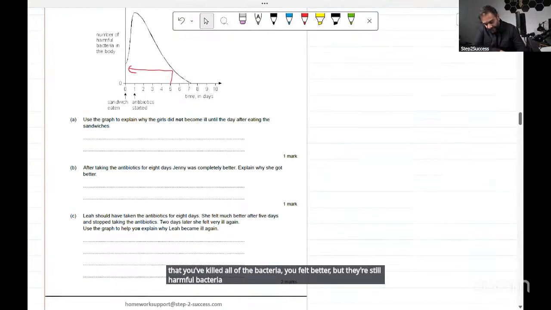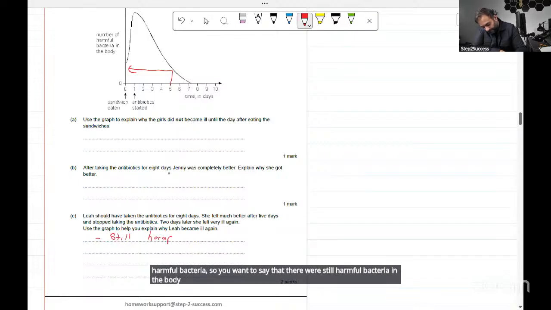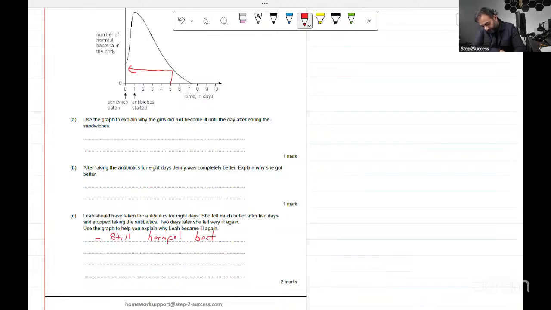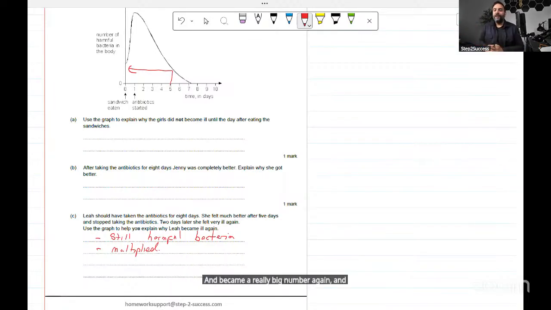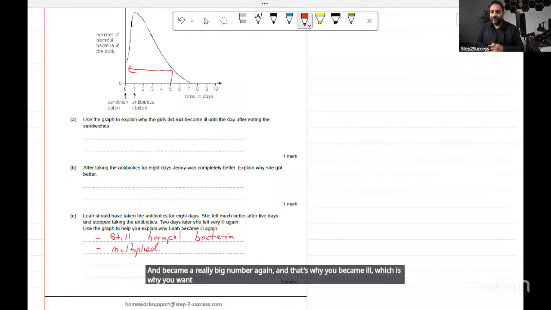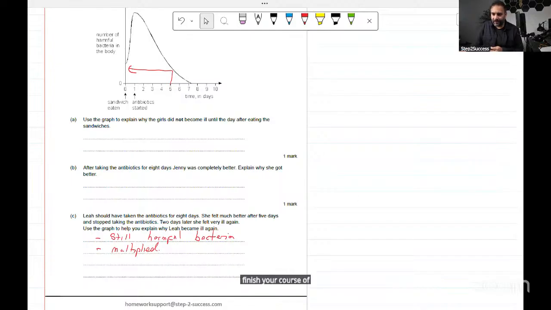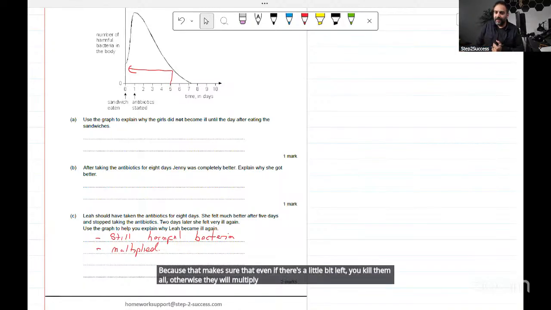So you want to say that there was still harmful bacteria in the body. And what did that harmful bacteria do then once you stopped taking the antibiotics? They then multiplied and became a really big number again. And that's why you became ill, which is why you want to make sure that if you are on antibiotics, you finish your course of antibiotics. Because that makes sure that even if there's a little bit left, you kill them all. Otherwise, they will multiply and you could get ill again.